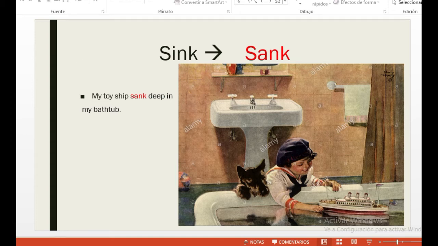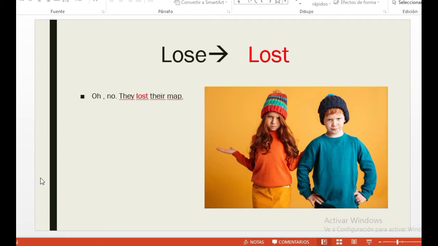And that is then our next word, lost. In present it is lose. I lose my pencil, I lose my notebook. And in past is lost. Okay, so oh no, they lost their map. They lost their map. So how are they going to find the treasure?